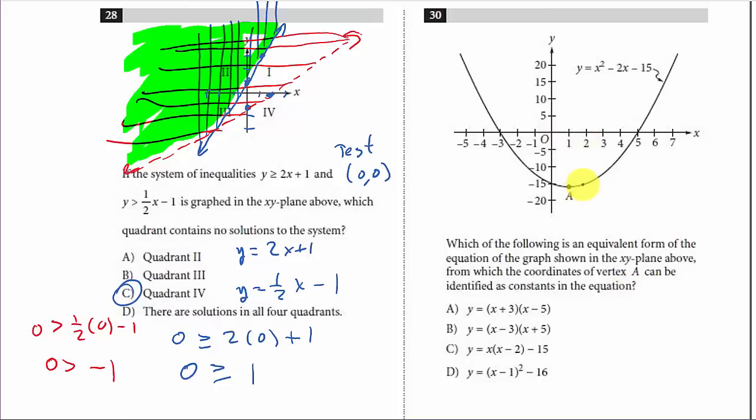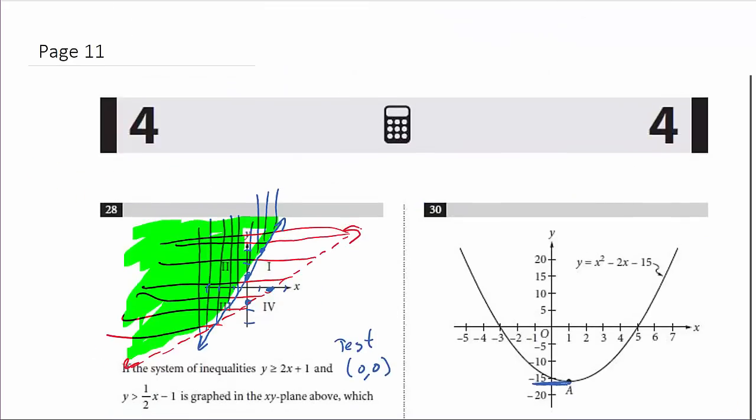We can see that the vertex is at x equals 1, and it may be kind of hard to see, but you can see that right there is not exactly at negative 15. It's at negative 16. So my vertex is 1, negative 16. Well, that would be the vertex form of this, so it's going to be D. So that one wasn't bad.